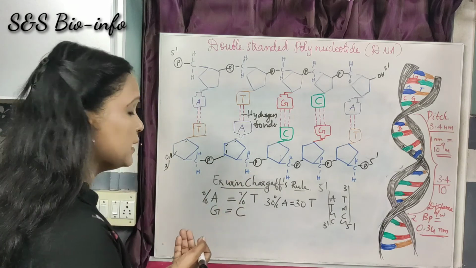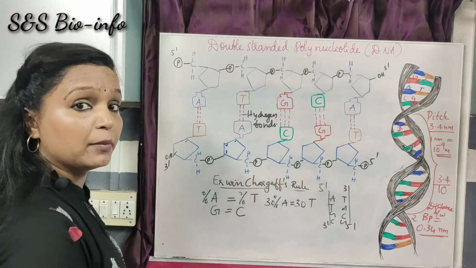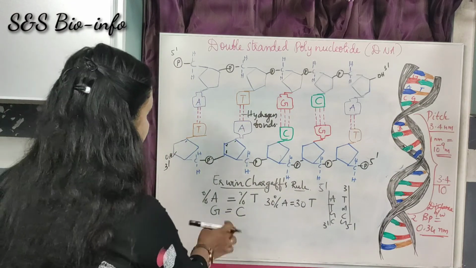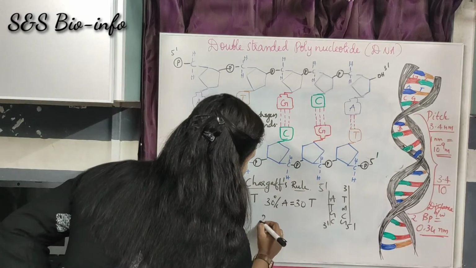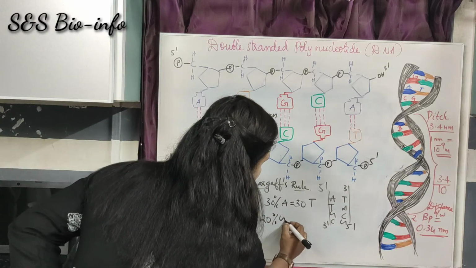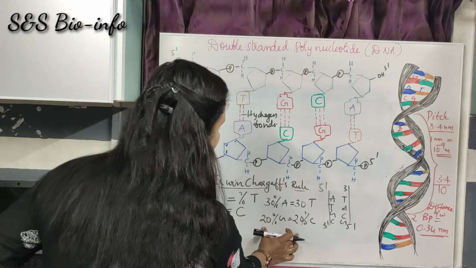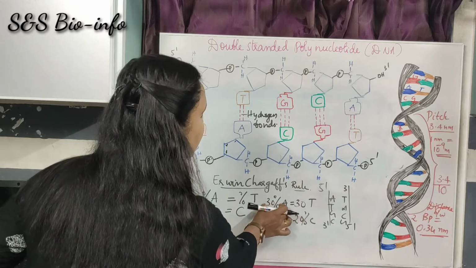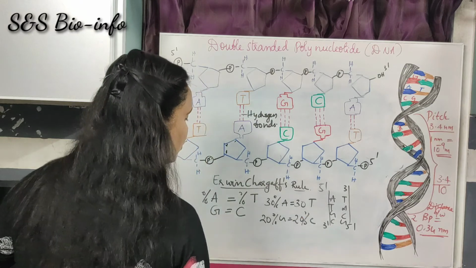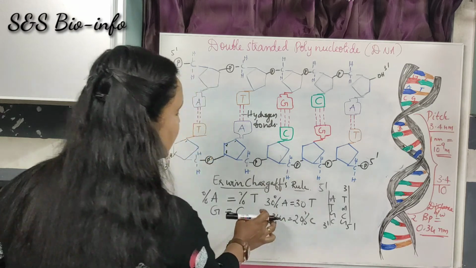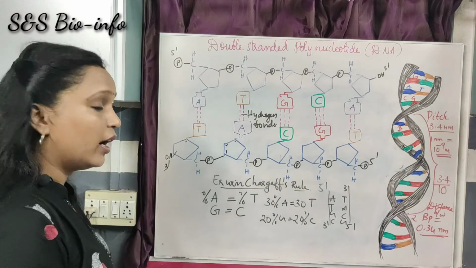So what would be the percentage of guanine and cytosine? 30 plus 30 is 60. The remaining 40% is shared by guanine and cytosine equally, so 20% guanine and 20% cytosine. This is the way the amount of adenine is equal to thymine, and the amount of guanine is equal to cytosine. So the total percentage will be 100. 30 plus 30 plus 20 plus 20 is equal to 100.